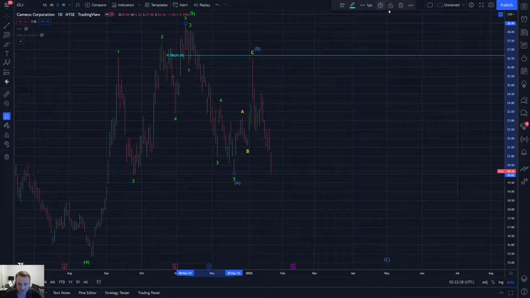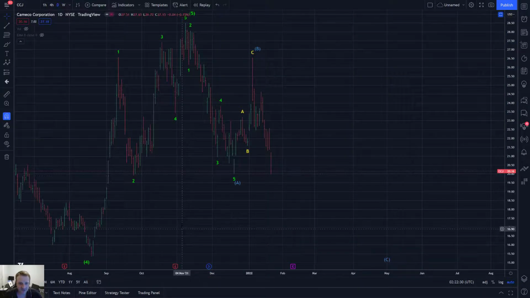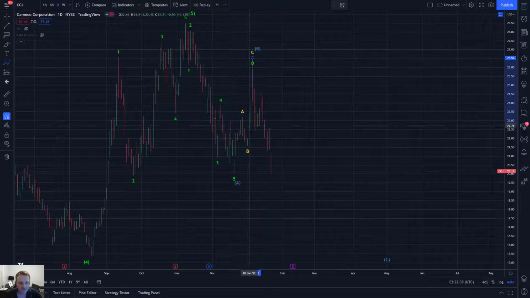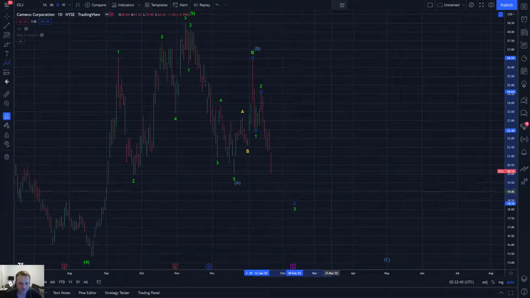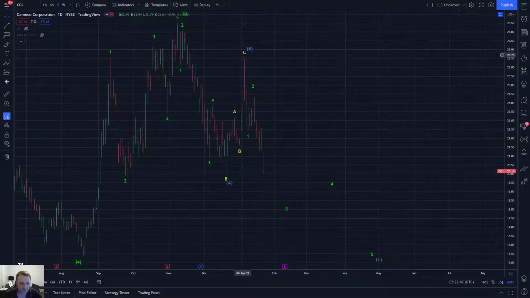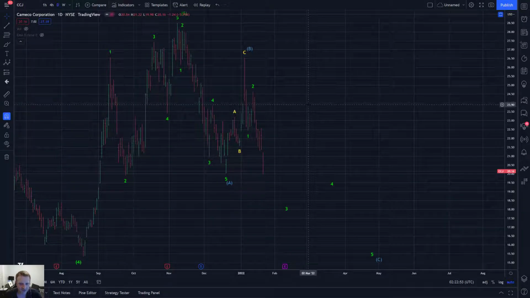So I'll delete that fib level. Now the next expectation, now that we have 5 down for A, 3 up for B, we would be looking for another 5 down in C. So 1, 2, maybe we're in the 3, we need the 4, and the 5 down in C. Again, this hasn't happened yet, so we're just currently working with the information in front of us. But this looks like a pretty solid trajectory, okay?